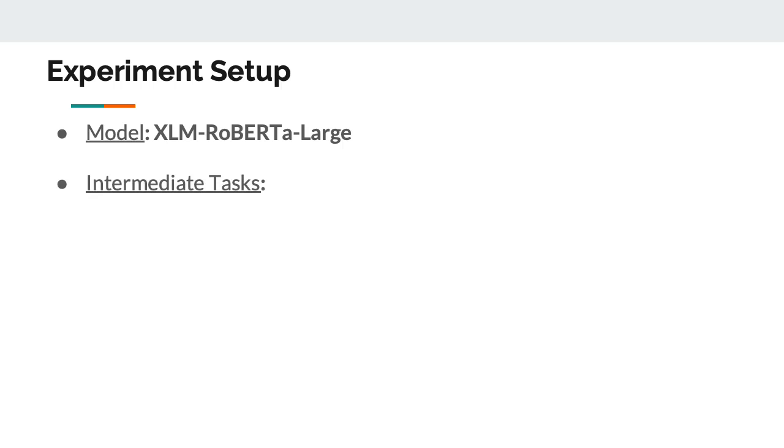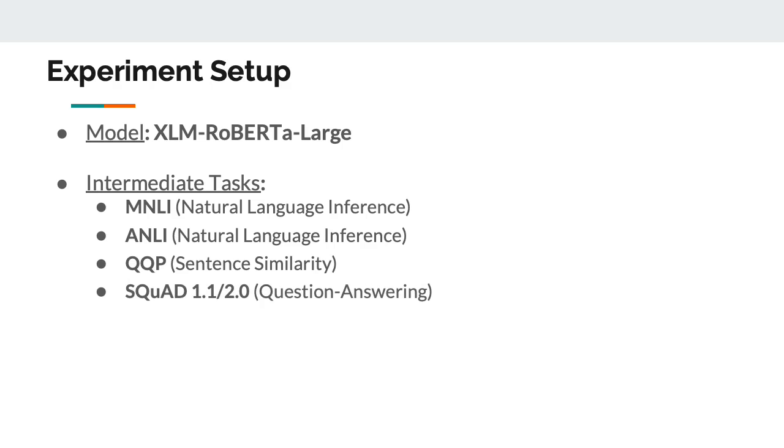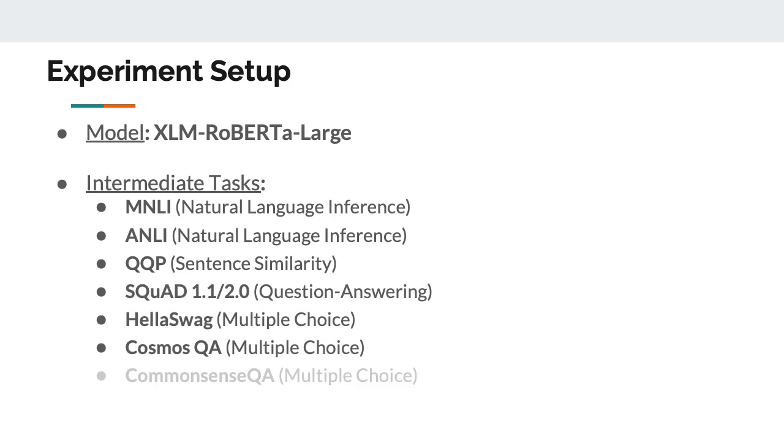And for our intermediate tasks, we are going to use the following: MNLI, which is a natural language inference task, ANLI or adversarial NLI, which is another natural language inference task that is a superset of MNLI. QQP, which is a sentence similarity task. Squad V1 and V2, which are question answering tasks. HellaSwag, Cosmos QA, and Common Sense QA, which are 3 multiple choice tasks. And CCG, which is a tagging task. Altogether, this gives us a fairly diverse set of task formats for our intermediate tasks.